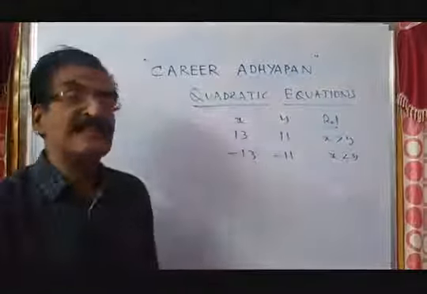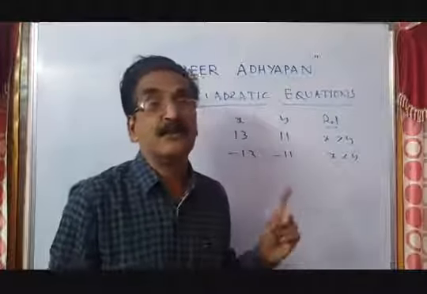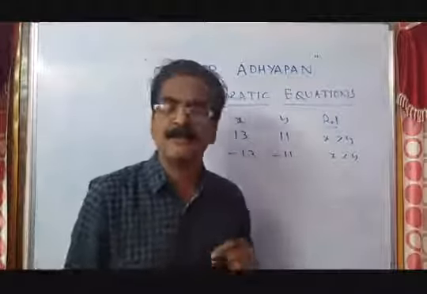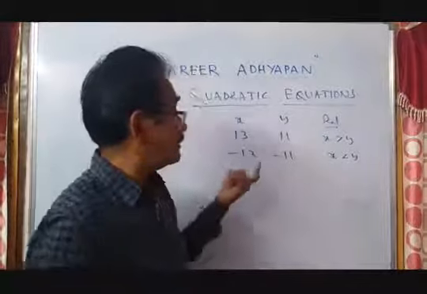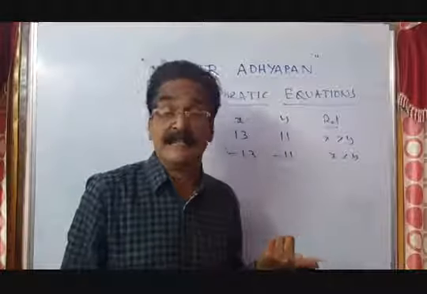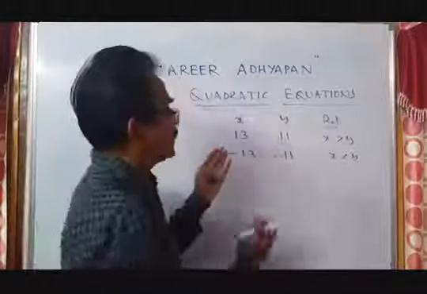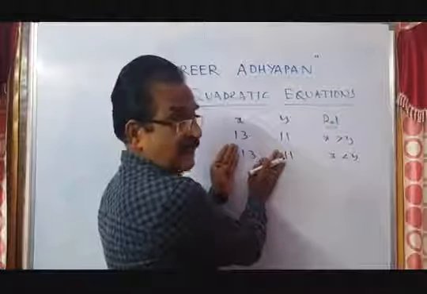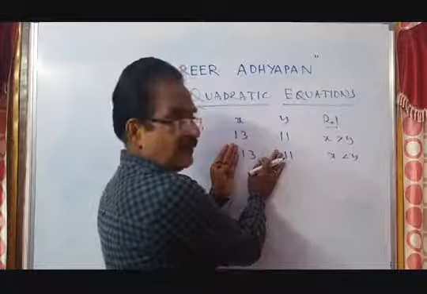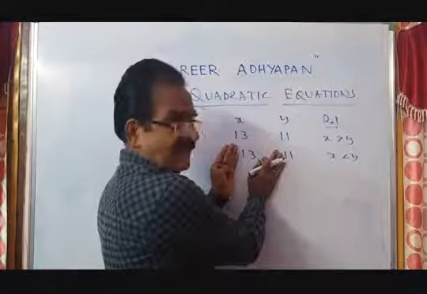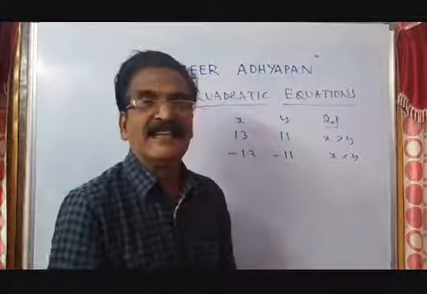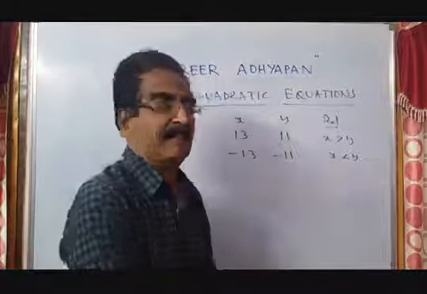So when minus is there, you can do like this. Otherwise, sometimes you will get confused whether minus 13 is greater than or less than minus 11. So you just absent the minus sign. Then you will clearly know 13 is greater than 11. So minus 13 is less than minus 11.